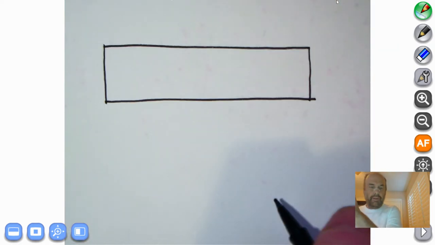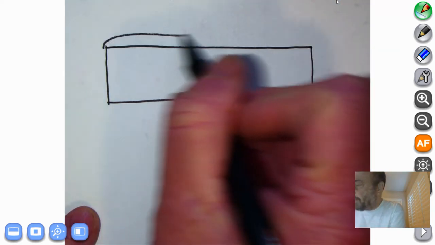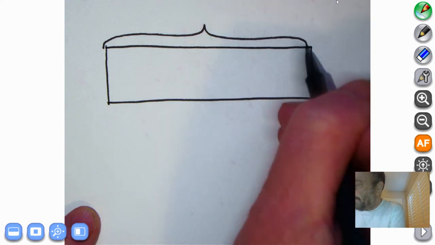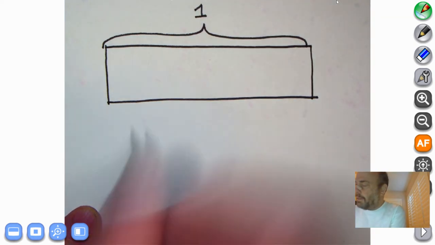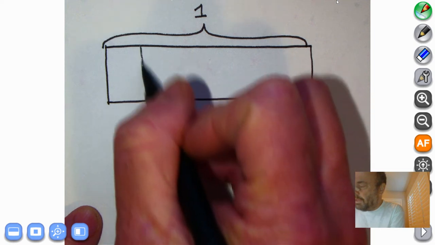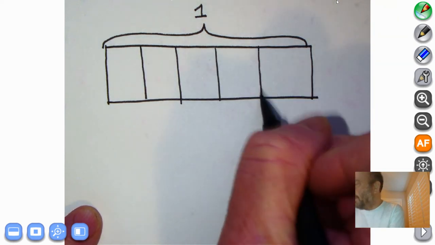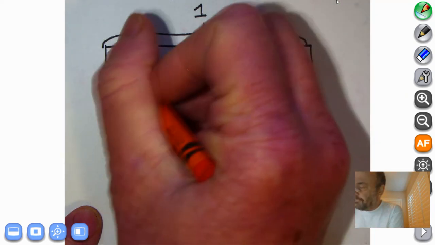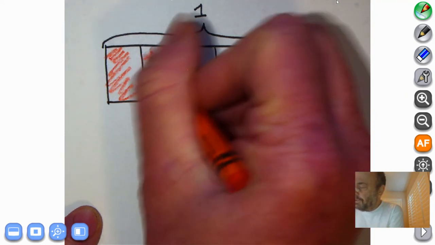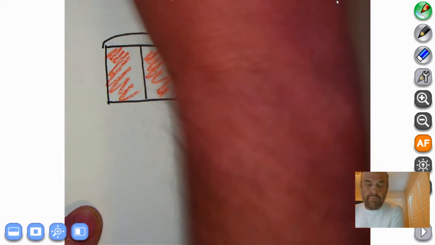So here we go. We're going to take this shape, and this tape diagram represents the number 1. We're going to break it into 5 parts: 1, 2, 3, 4, and 5. And we're going to shade in 4. You might remember this from 3rd grade. This would be 4 out of 5, or 4/5.